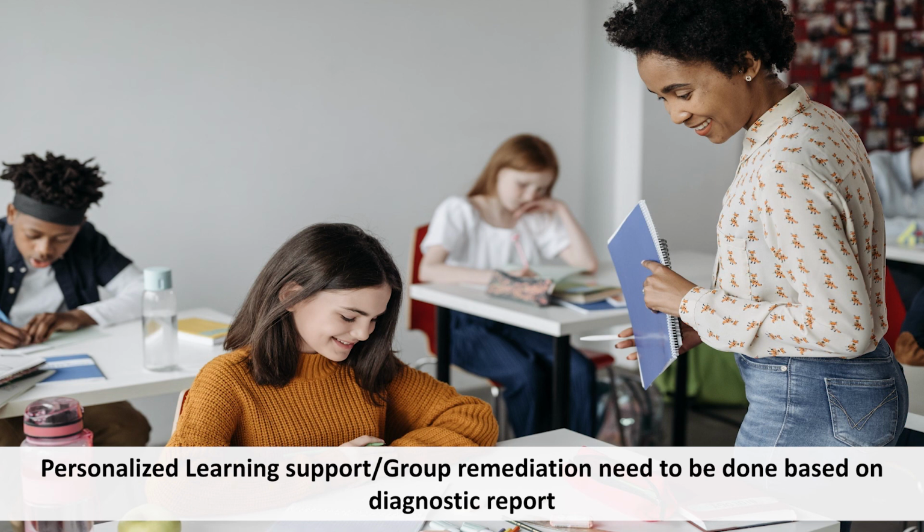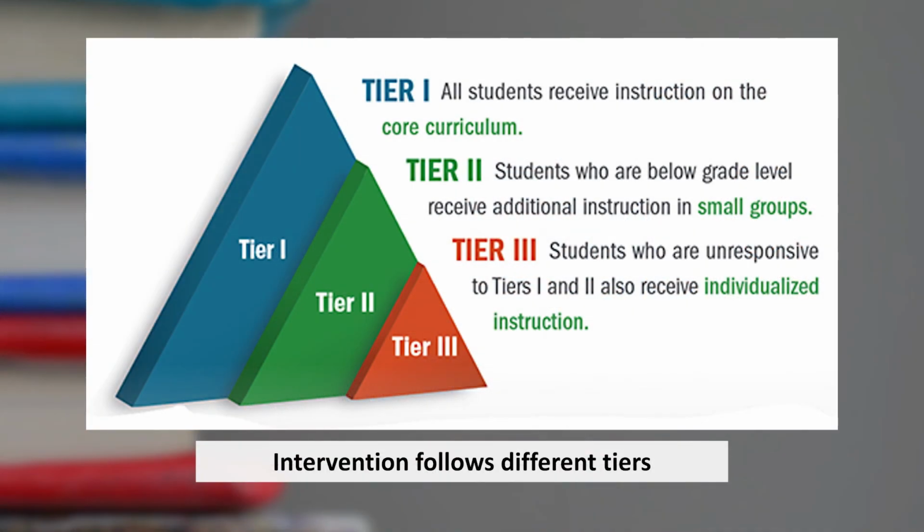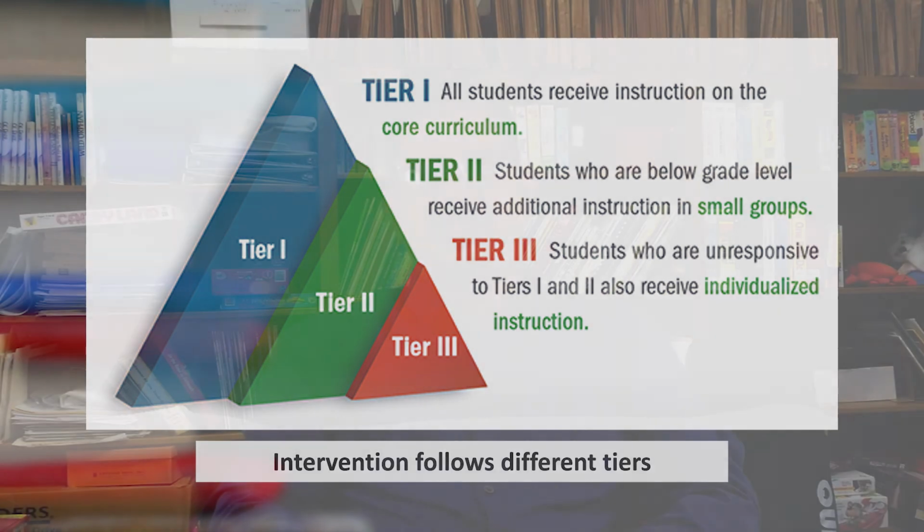And last but not least, intervention follows different tiers. Tier 1 is possible within the classroom with support. Tier 2 is in the small group. And Tier 3 is only required for very, very few students for whom you need to provide individualized learning support, individualized educational or remediation activities. I think you have understood, and wish you all the best.